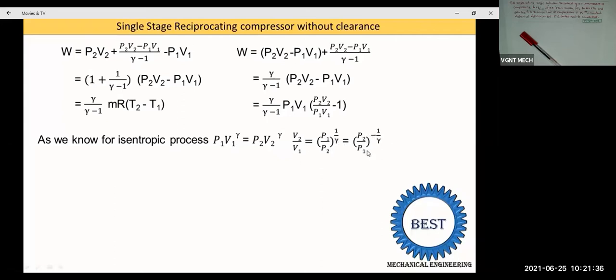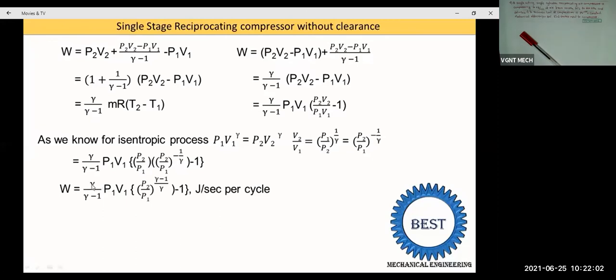Now we put this value, and we get these equations. Then after we simplify that, here the P2 upon P1 has power 1, into P2 upon P1 with power 1 upon gamma. So it is a summation of the power. That means P2 upon P1 raised to 1 minus 1 upon gamma. Then we get this equation, that is P2 upon P1 raised to gamma minus 1 upon gamma.